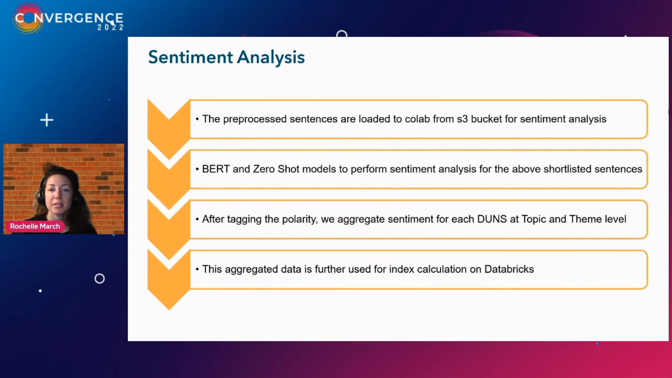The sentiment analysis is when we load the sentences to Colab from the S3 bucket. We're using a number of models, including BERT and Zero Shot, to perform that sentiment analysis on the shortlisted sentences. And this is also an area where we're always iterating and trying different models, especially as the language around ESG is changing. And then after we tag the polarity for each of the sentences, we aggregate the sentiment at the DUNS level, both at the topic and theme level.